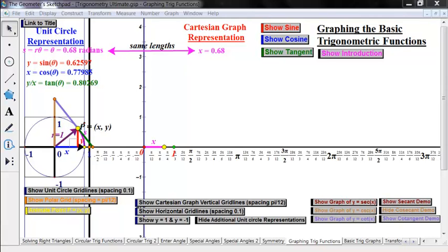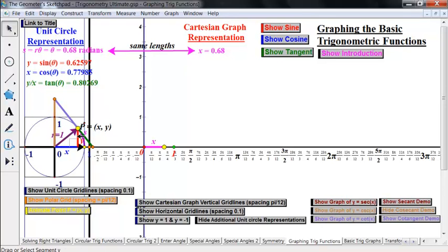Okay, now that we have done sine, cosine, tangent, and secant, let's see how we can get cosecant to graph out in the Cartesian representation. So we're going to graph y equals cosecant of x. Well, cosecant is actually this brown distance right here in this representation.